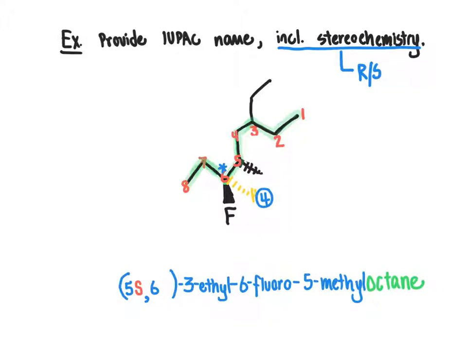Then what we need to rank is looking at the atoms directly bonded to that chiral center. We have a fluorine, a carbon at carbon 5, and the carbon at number 7. So ranking those 3 groups relative to one another, hopefully you recognize that the fluorine has the highest atomic number. Therefore, fluorine is our number 1 ranking group there.